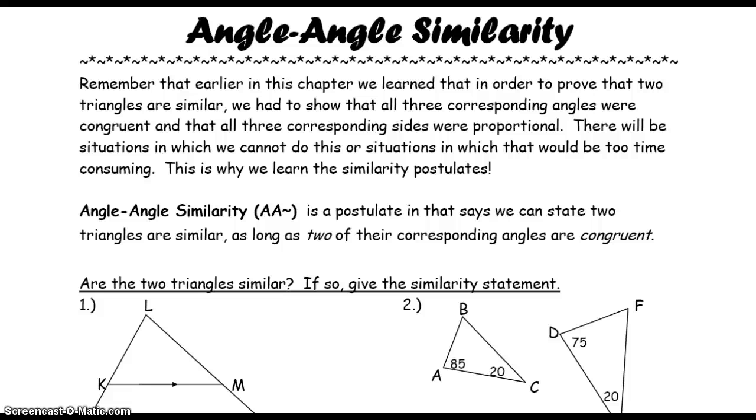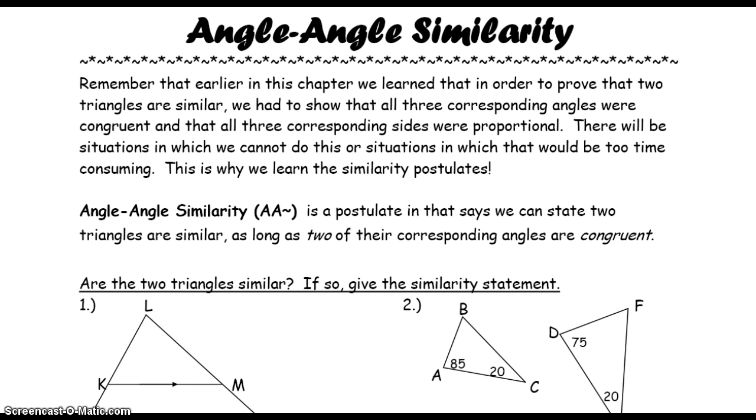Right, angle similarity today. Let's get started. Remember that earlier in this chapter, we learned that in order to prove that two triangles are similar, we had to show that all three corresponding angles were congruent and that all three corresponding sides were proportional. There'll be situations in which we cannot do this, or situations in which that would be too time consuming.